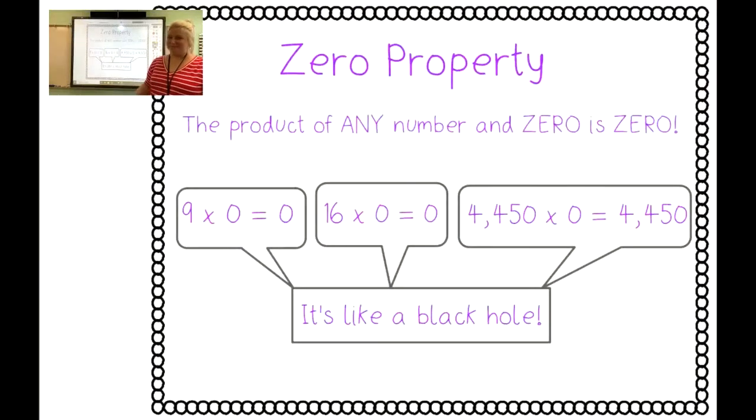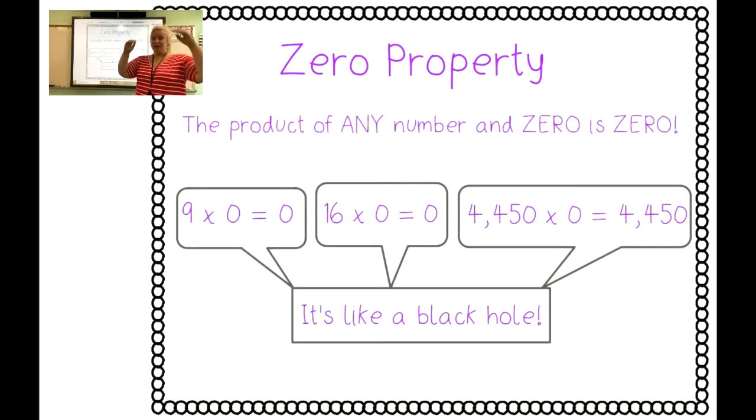And the last one, zero property. Any product of a number times 0 is 0. Imagine it like a black hole. You've talked about that in space before. Anything that falls into a black hole is gone forever. So 9 times 0 is 0. 16 times 0 is 0.